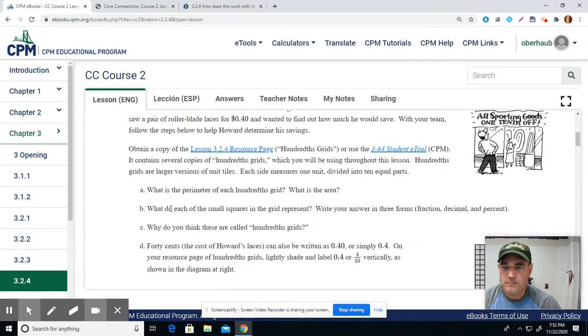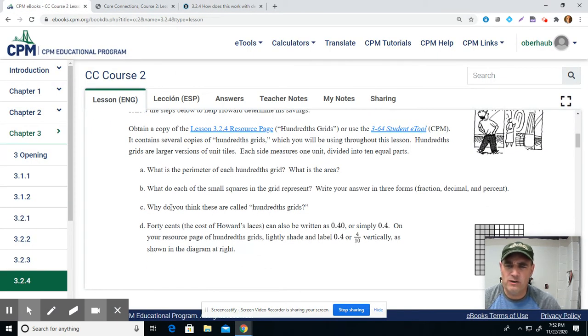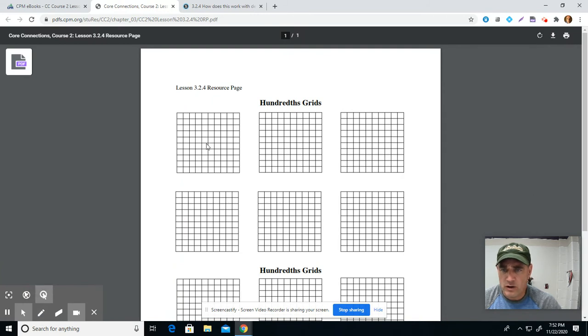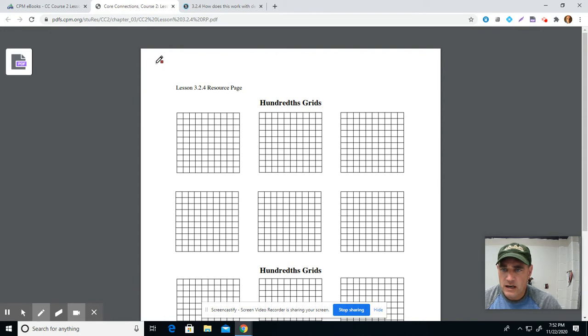The next question. What do each of the small squares in the grid represent? Write your answer in 3 forms: a fraction, a decimal, and a percent. So there are 100 squares here. So then I know as a fraction, each square is 1 out of 100. As a decimal, that would be, let's see, tenths, hundredths. So I put a 1 in the hundredths and fill in my zeros. So that would be 0.01. And then as a percent, I can move this 2 places to the right, and this is 1%.